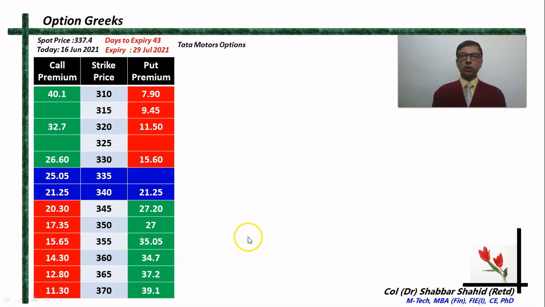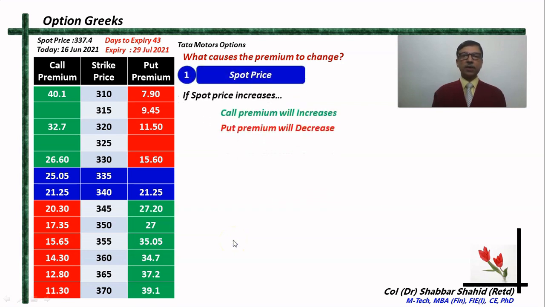All right. So the question to be answered is, what causes the premium to change? We know that these premiums don't remain constant. They change from moment to moment and from day to day, isn't it? So the first thing which affects the premium is the spot price. If the spot price increases, then the call premium will increase and the put premium will decrease. We know that. We have already studied this.